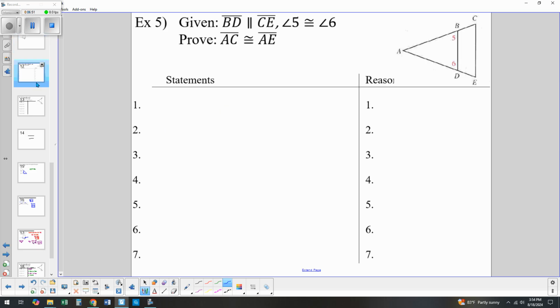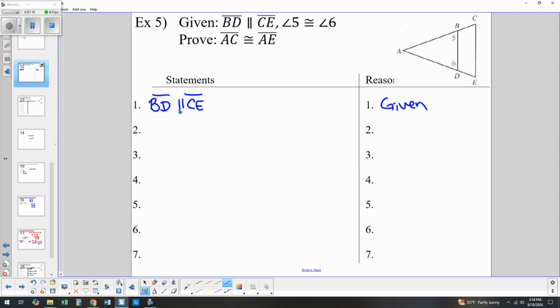And now we get to a proof. So we are given that segment BD is parallel to segment CE and that angle 5 is congruent to angle 6. I'm going to start by only using that first given. You could use it all if you want to start. I'm going to use what I can actually apply first, because there's something I know I can do with the fact that I have parallel lines.